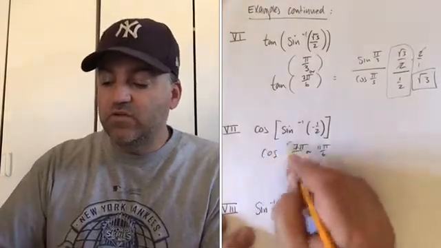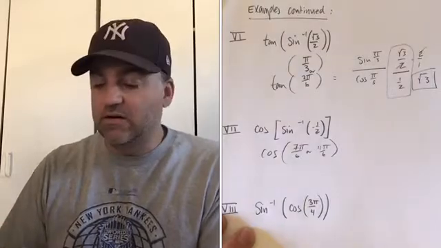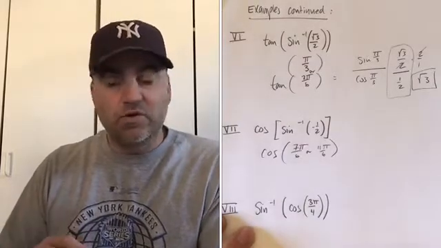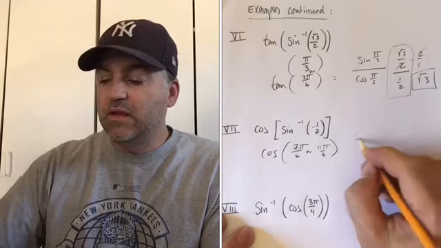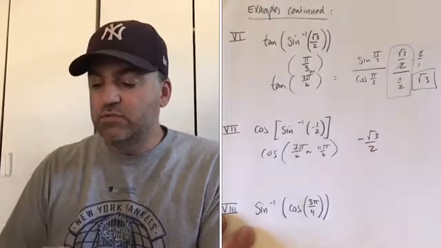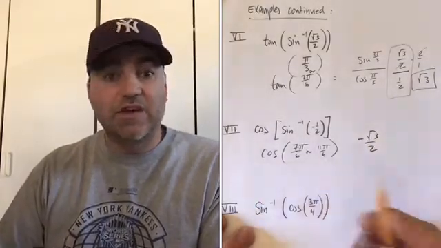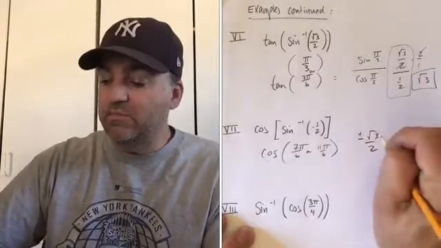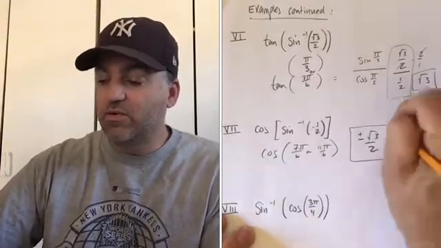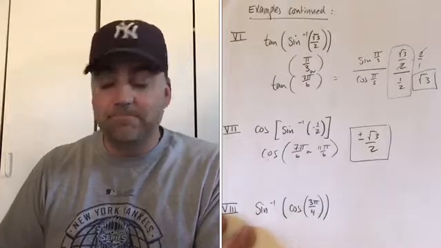Now, what's the cosine of those ones right there? Well, if I go back to my unit circle, the cosine of that one is going to be negative root 3 over 2. And if I do the cosine of that one, it's actually positive. So I'm going to do plus or minus root 3 over 2 for my final answer there.